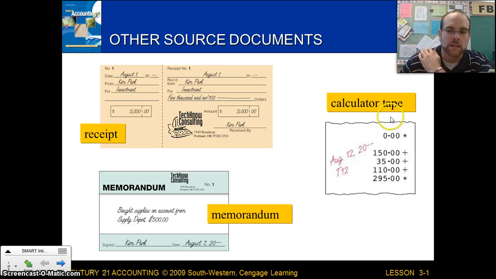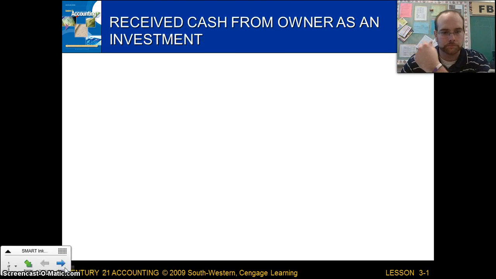And then you have the calculator tape. So this is from all the sales. So we added $150 in sales, $35 in sales, $110 in sales. So we got $295 on August 12th, 2000, whatever year it is. And this is from ticker tape number 12.